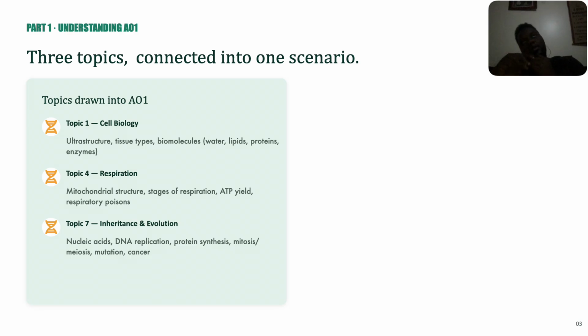So here, in inheritance and evolution, we shall talk about nucleic acids, DNA replication, protein synthesis, mitosis, meiosis, mutations, and cancer. I want you to pay keen attention to those processes. Nucleic acids, DNA replication, protein synthesis, mitosis, and meiosis. Those processes normally proceed without a hitch. They have no problem occurring. They happen in the background. You don't even think about it. But on the few occasions where they are defective, they have adverse effects.